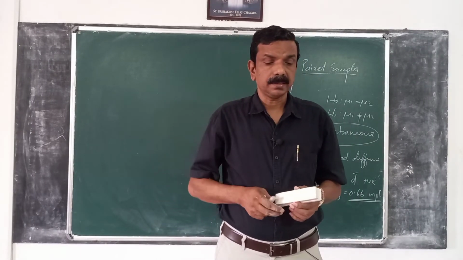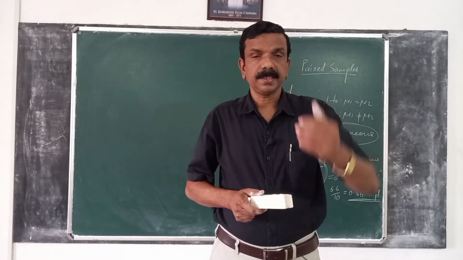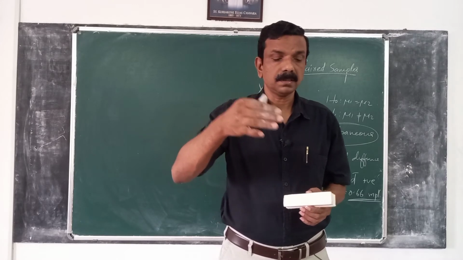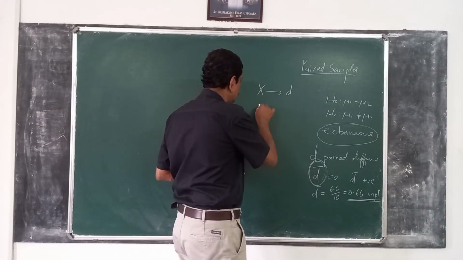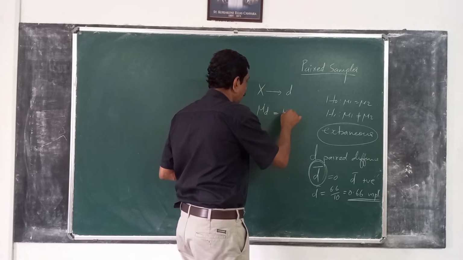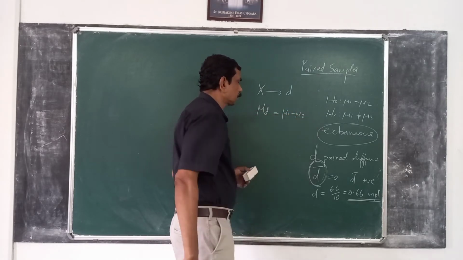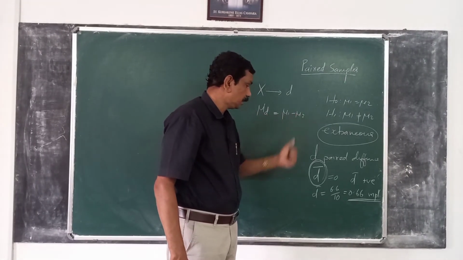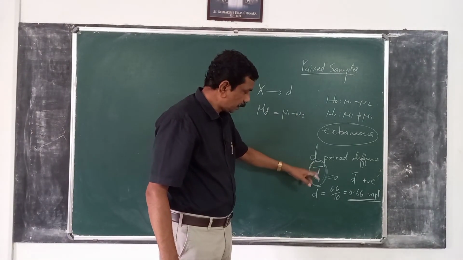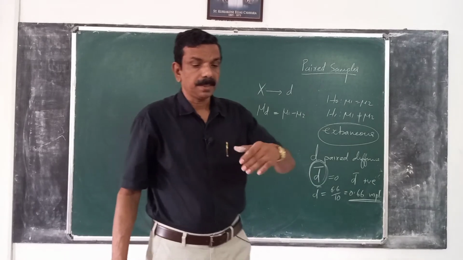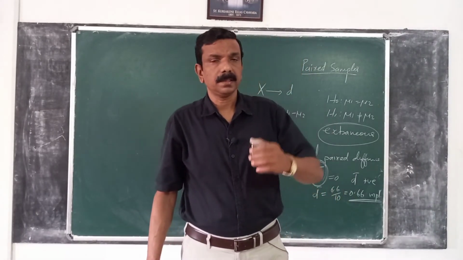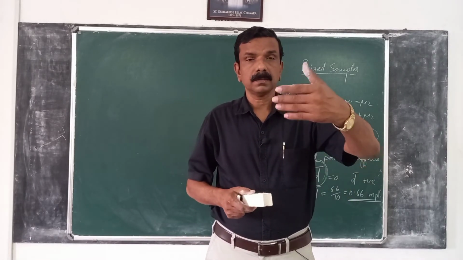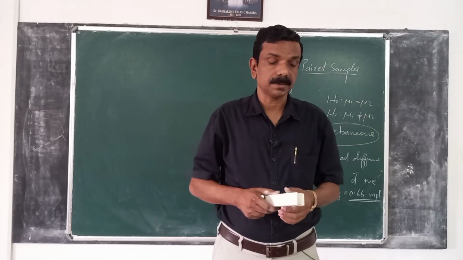Then it can be shown that the mean of the paired differences is equal to the difference between the means of the two populations. So the mean of the paired difference is equal to mu1 minus mu2. That means you take the paired difference d, and calculate the mean of the paired difference. Then it is equal to the difference between the population means.